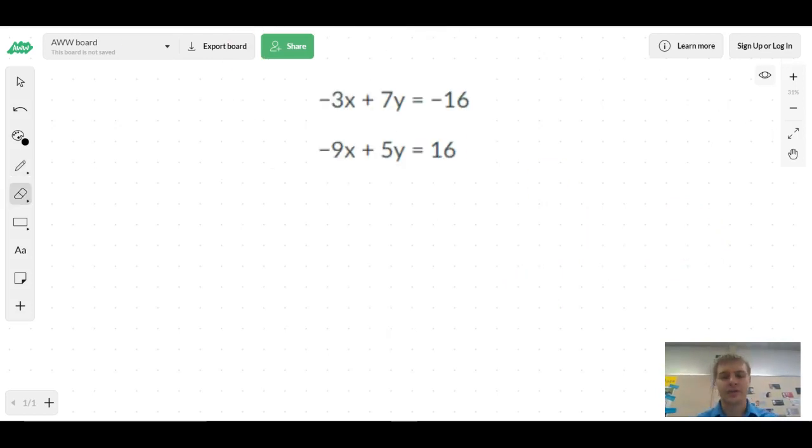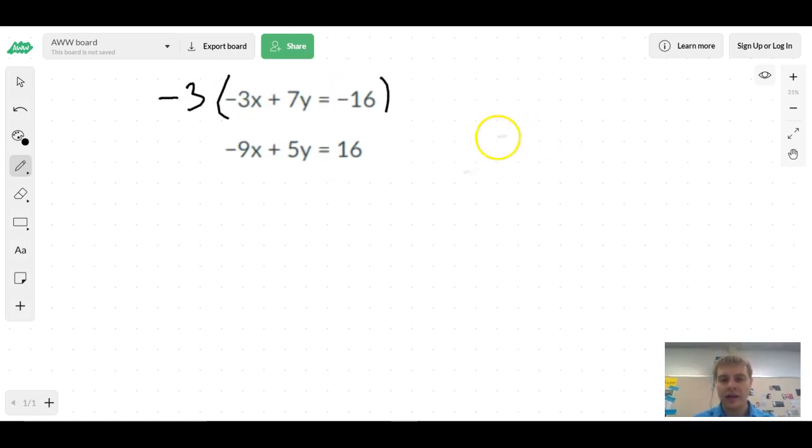Okay, so let's solve this system. To solve this system, I would need to figure out how to multiply to get them to cross out. In this one, we can see that this is a negative 3x. This is a negative 9. So if I want these to be the same thing, I would just have to times that top part by a negative 3. If you used a positive 3, the problem is negative 9 plus negative 9 doesn't cancel.